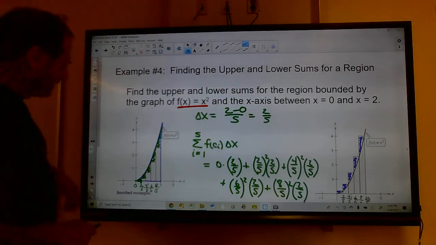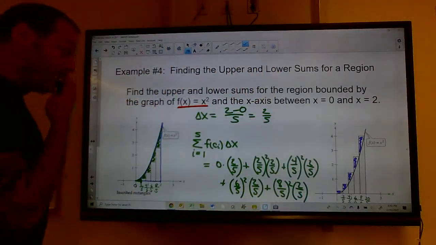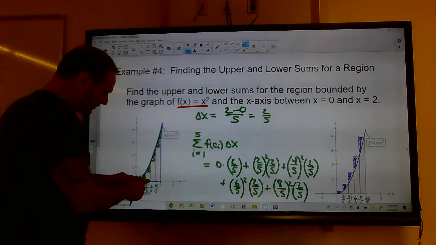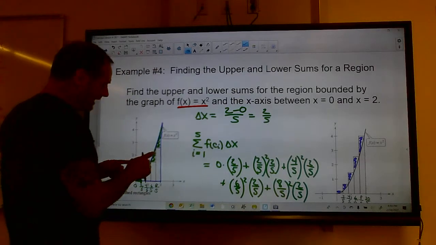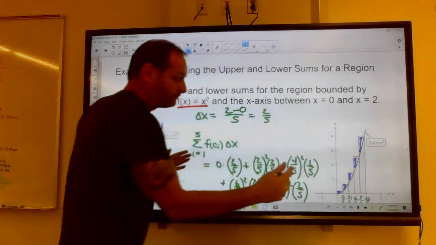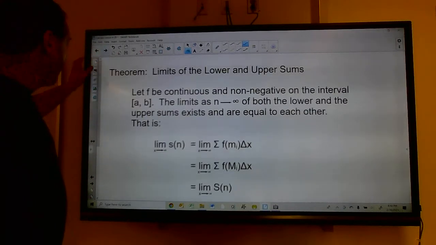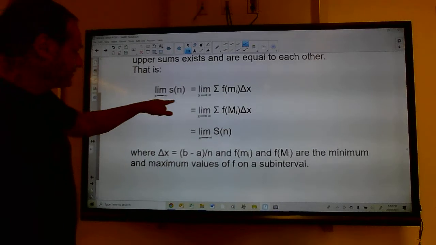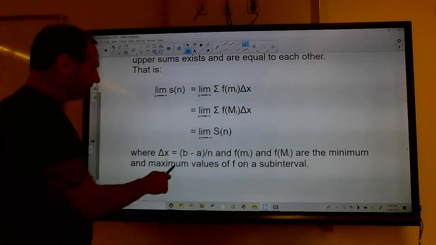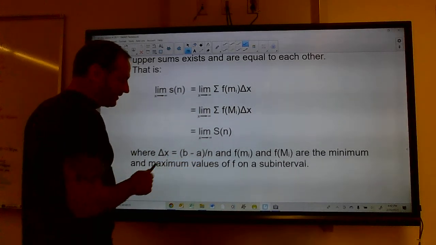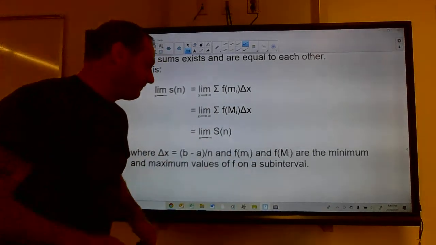So here's my little m's over here, here's my big M's over here. What they're saying is if I make these rectangles smaller and smaller because I make more and more intervals in here, the area I get with this and the area I get with this get closer and closer together until they're equal. And that is just this right here, where delta x is b minus a divided by n. So this is your ending point, subtract your beginning point, divided by the number of intervals you want to have. And these are the minimum values, and those are the maximum values of f on the subinterval.